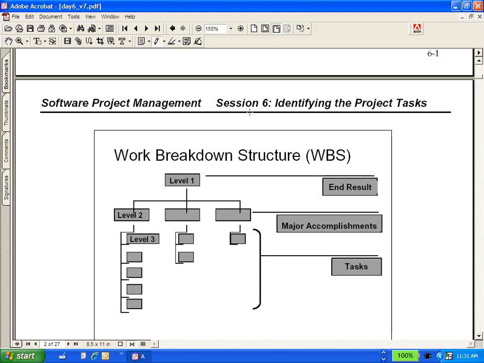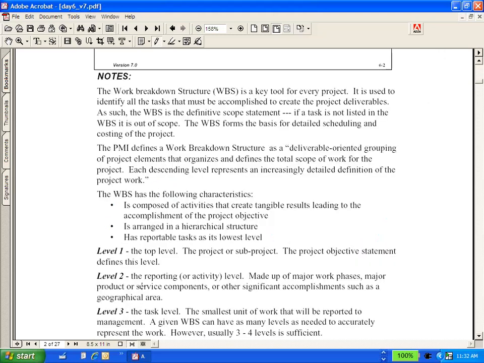Page 2 of day 6 says that you can break down your high level task into multiple level 2 tasks. What are multiple level 2 tasks? They're major accomplishments, major deliverables that we have to achieve. And then each task will have further level 3 tasks. Okay.